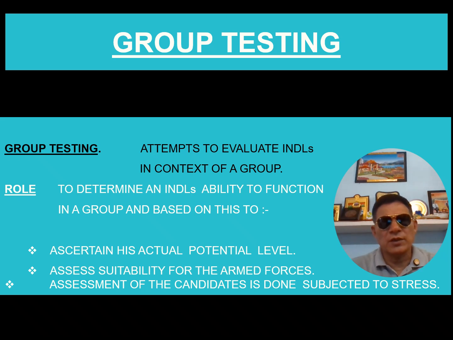Gentlemen, how and why is group testing carried out? Group testing is best conducted in a group, and the attempt by the assessor is to evaluate individuals in the context of a group, and the role is to determine an individual's ability to function in a group. Based on this, one is to ascertain his actual potential level, second is to assess suitability for the armed forces, and next is assessment of the candidate subjected to stress.